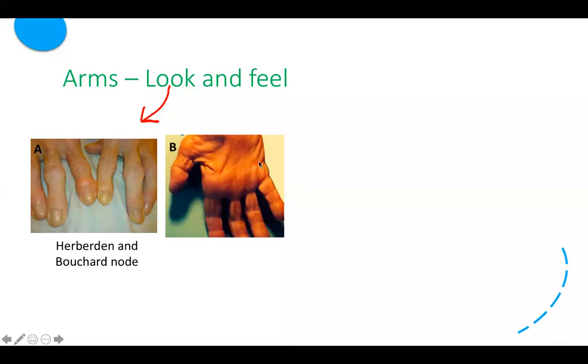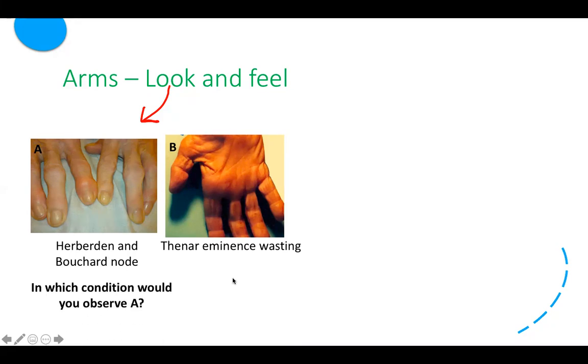What about B? Can you guys notice anything? Yeah, so it's thenar eminence wasting. Okay, so we covered that. So when it comes to looking for any abnormalities, you want to see if there is any muscle wasting, any deformities. It could be anything. It could be rheumatoid nodules. Any swellings, any erythema, any scars.